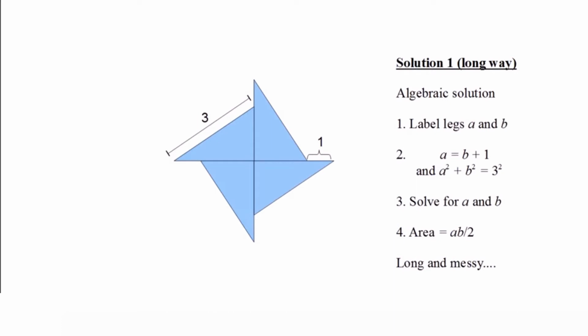The other equation is that A squared plus B squared equals C squared, the hypotenuse squared, in this case 3 squared, by the Pythagorean theorem. We now have 2 equations for 2 unknown variables, which means we can solve for A and B, and then the final step would be to find the area of a single triangle, which is 1/2 A multiplied by B.